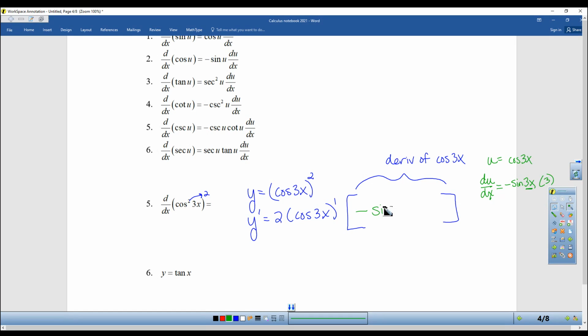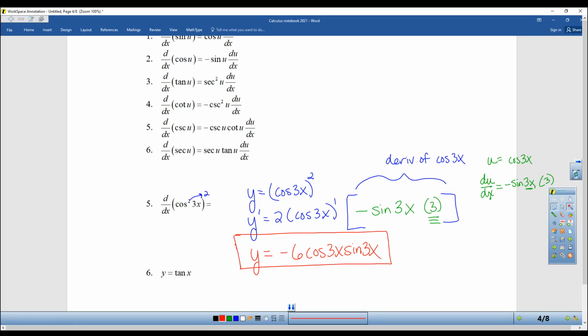Why am I making such a big deal of this? Because most people forget this 3. Because there's 2 insides. First we brought down the 2, cosine of 3x to the first, and now we're doing times the derivative of the inside. But this inside is cosine of 3x, which is going to have its own inside. Some of you are like, ugh, I completely lost her on that one. Negative 6 cosine of 3x sine of 3x. That's the answer. Don't worry, we're doing this all lesson.